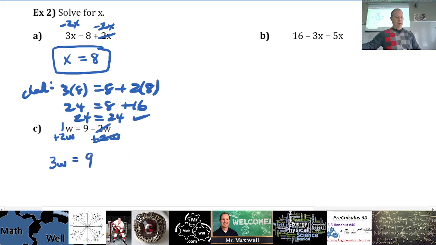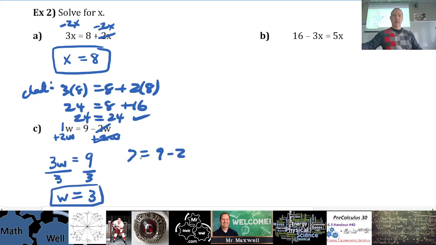And so then what we're going to do is divide by 3. And we're going to have w equals 3. A quick check, 3 equals 9 minus 2 times 3. That's 3 equals 9 minus 6. Yep, 9 minus 6 certainly is 3, so we've got that correct.